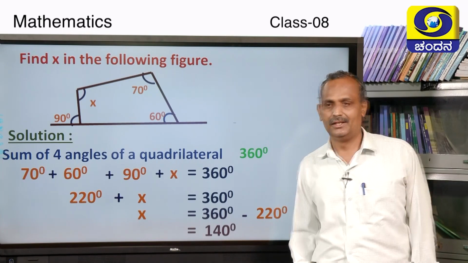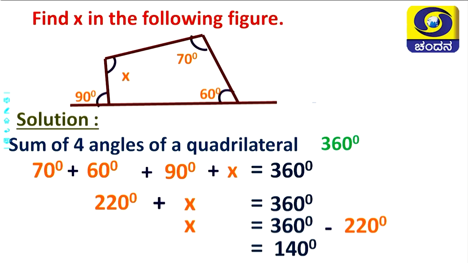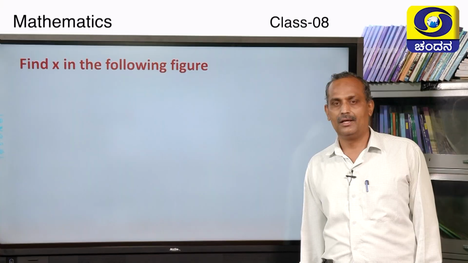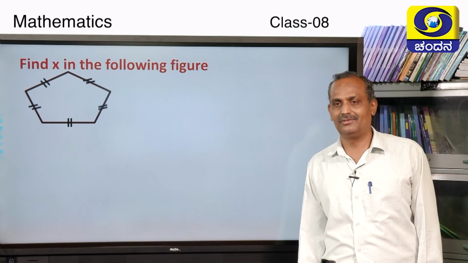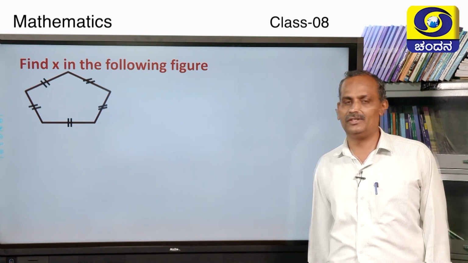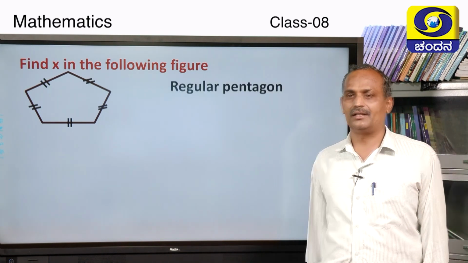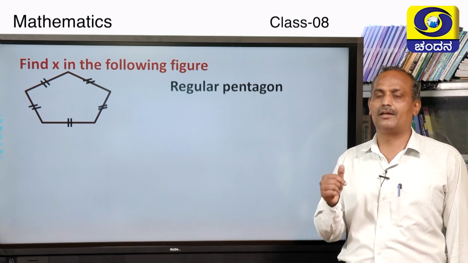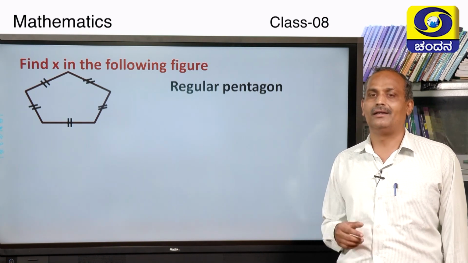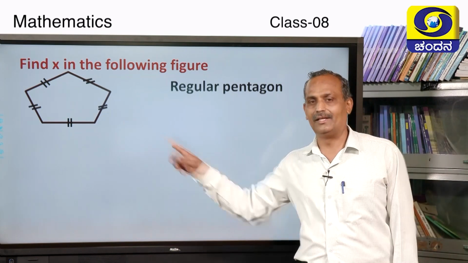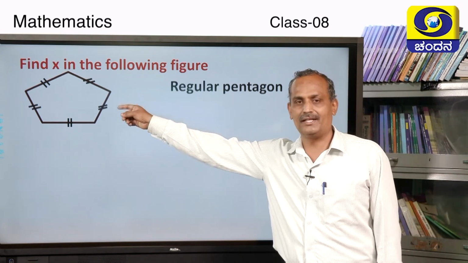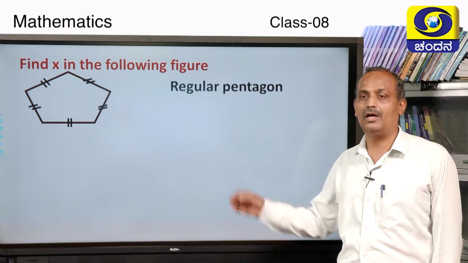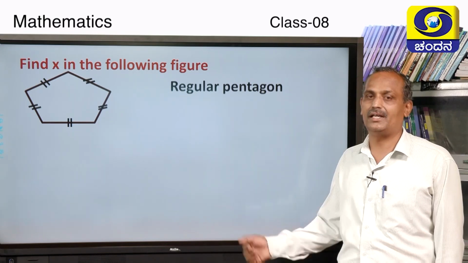Is it right? Note down, students, understand what we are discussing and discuss the same thing with your fellow students. Similarly, let us find x. I have called x here also. So, there is a regular pentagon. What is regular? Can you recall? What is a regular polygon? A polygon having all sides equal. Equal sides are shown by drawing double lines on the sides. All these sides are equal. It is a regular polygon.